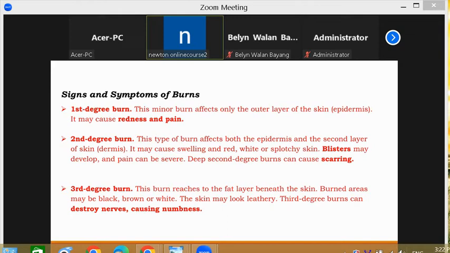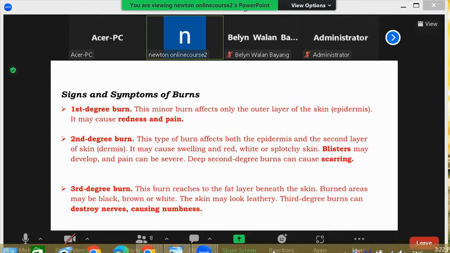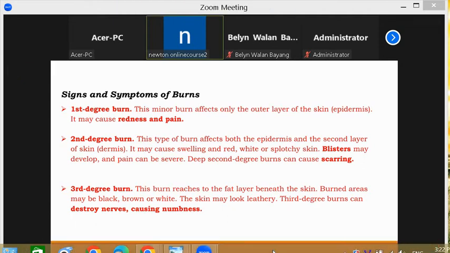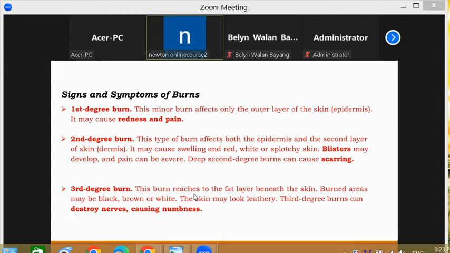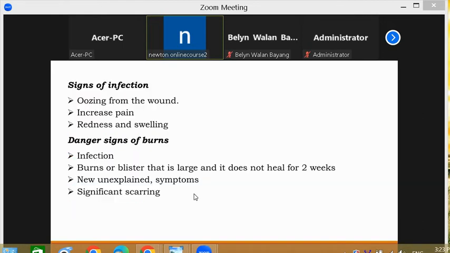So in the first degree burn, the patient only has redness and pain. In the second degree burn, the patient will be having swelling, redness, white on splotchy skin, and also blisters will be there, and also severe pain. And in the third degree burn, the skin color will be changed and the skin looks leathery, and also all the skin and nerves are destroyed, and the patient will be having numbness.